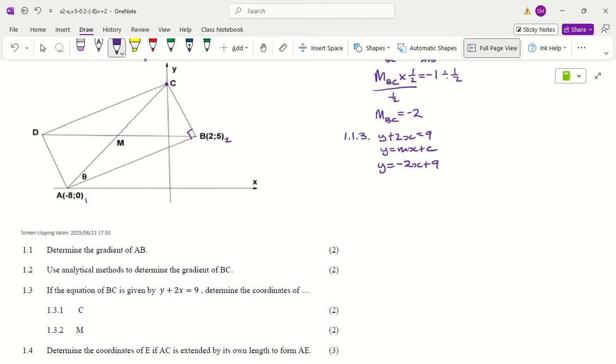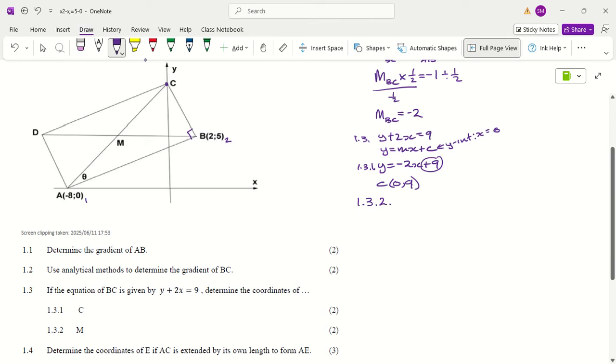So we know that y is equal to mx plus c shows us c as the y-intercept. Now we know that at the y-intercept x is equal to 0. Let me just change this to 1.3, and now we're doing 1.3.1, so this is where it starts. We need to find the coordinates of C, and C is the y-intercept, so we say that x is 0 at the y-intercept, and then y is 9. Very simple there.